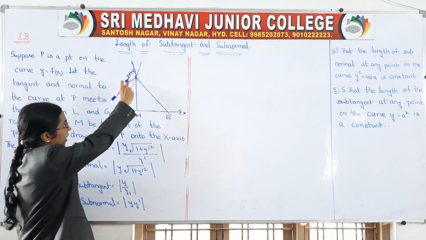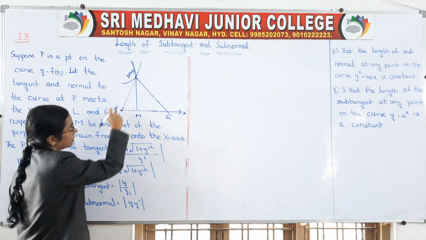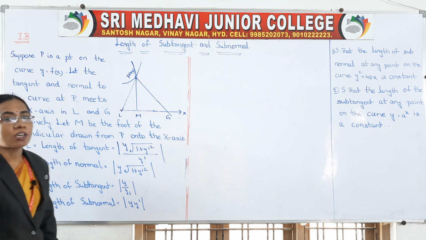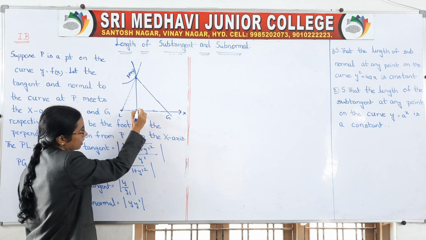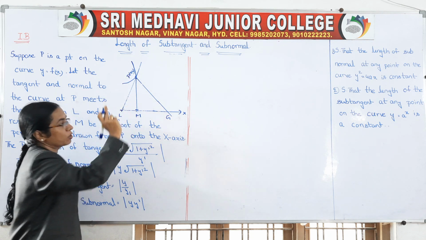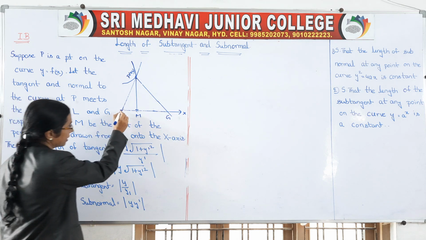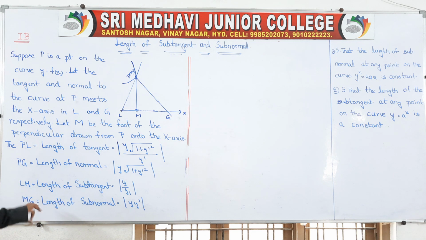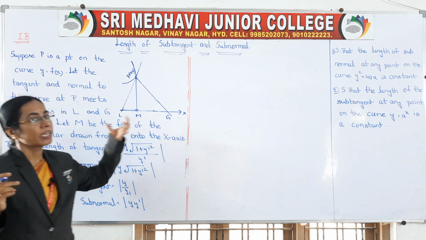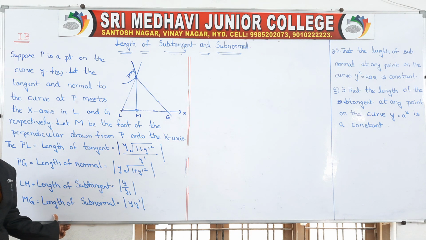So here PL is the length of the tangent and PG is the length of the normal, and this M is the foot of the perpendicular from P to this line. Then LM is called the length of the subtangent and MG is called the length of the subnormal. Now we can take the formulas for the length of the tangent, length of the normal, length of the subtangent, length of the subnormal.